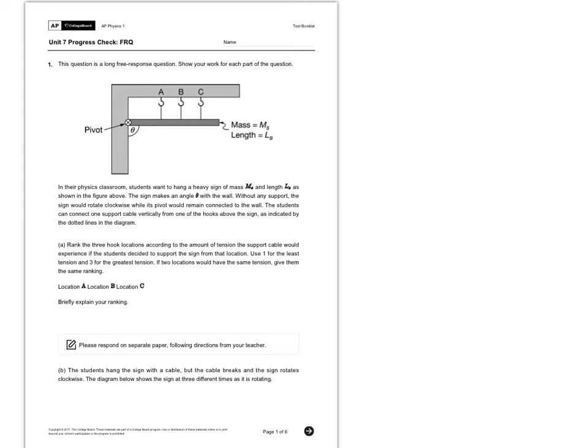So therefore, that means the sum of the torques must equal 0. And remember, torque is Fr sine theta. In this case, sine theta is 1 for all of these since theta is 90 degrees. So that means that F1 R1 plus F2 R2 plus F3 R3 must all equal 0.